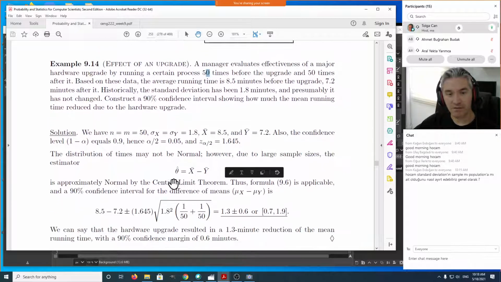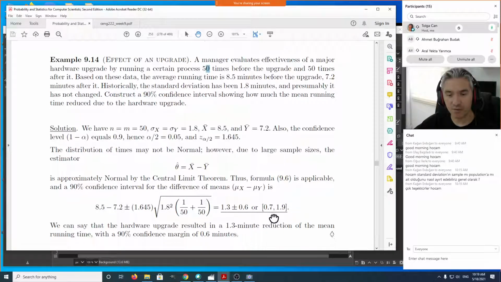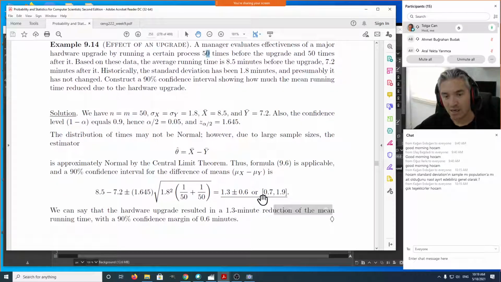So yeah, our estimator is the difference between these two means, which is 1.3. So 1.3 plus minus 0.6 is our confidence interval. So this basically tells us the confidence interval, so how do we interpret this? What does this mean? 0.7 to 1.9.